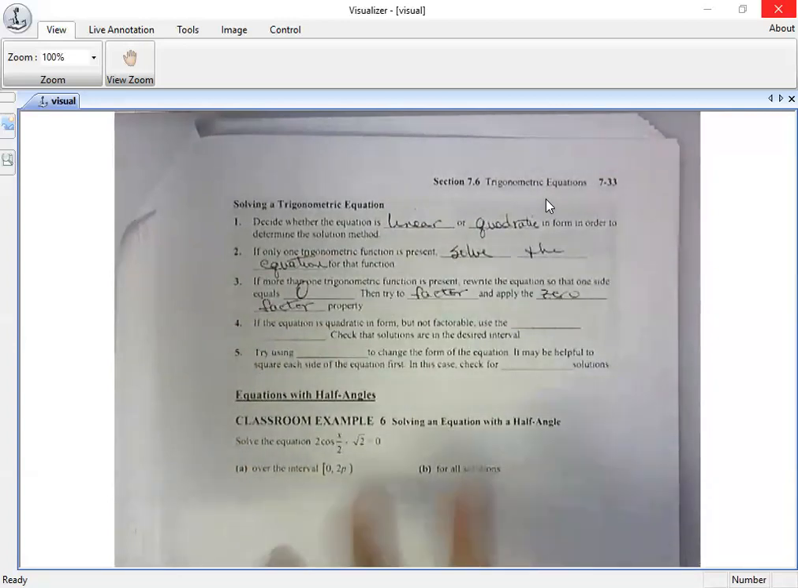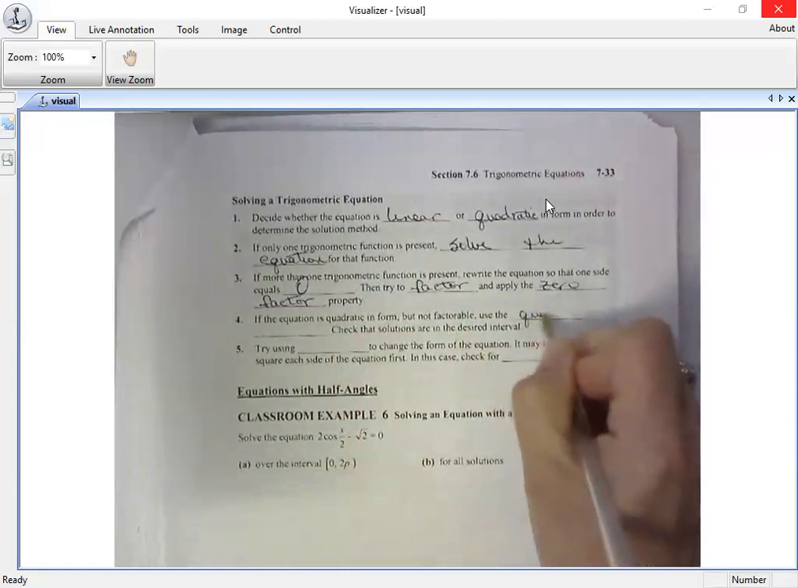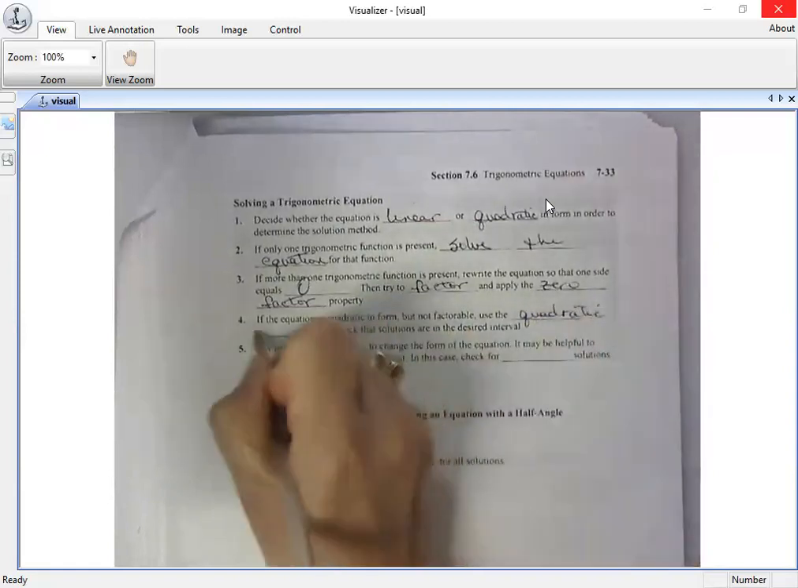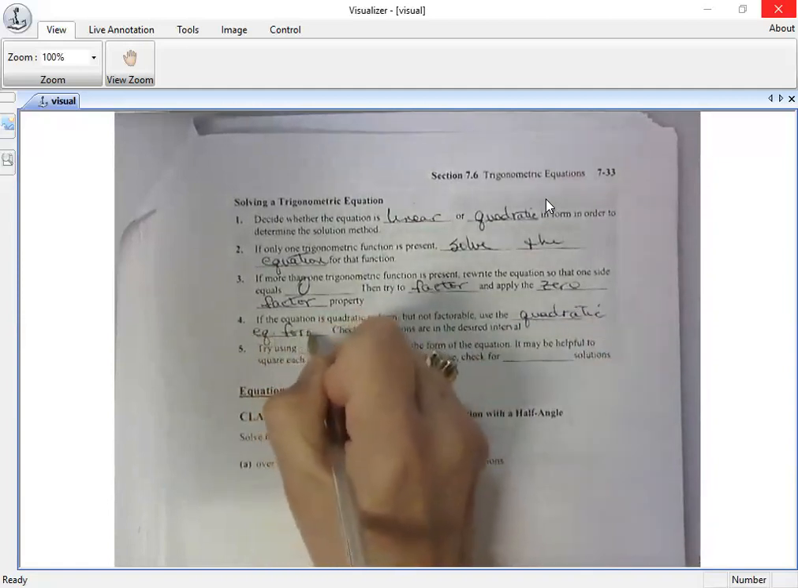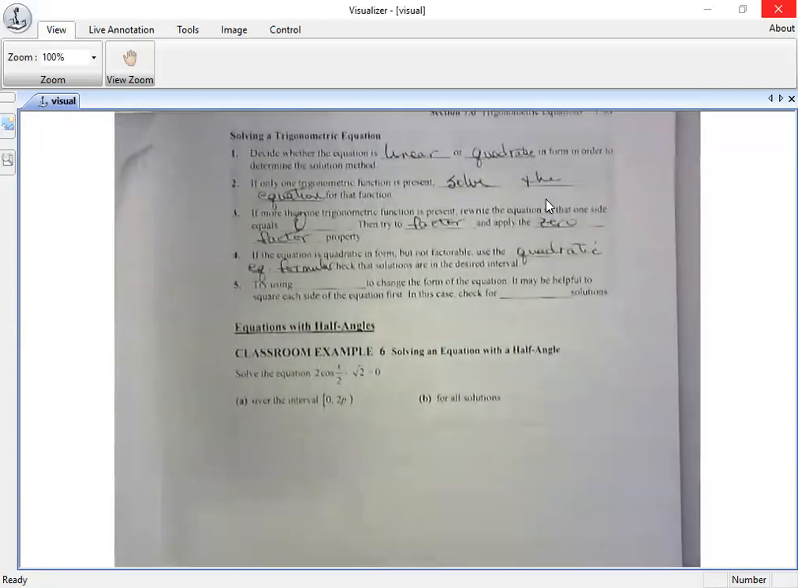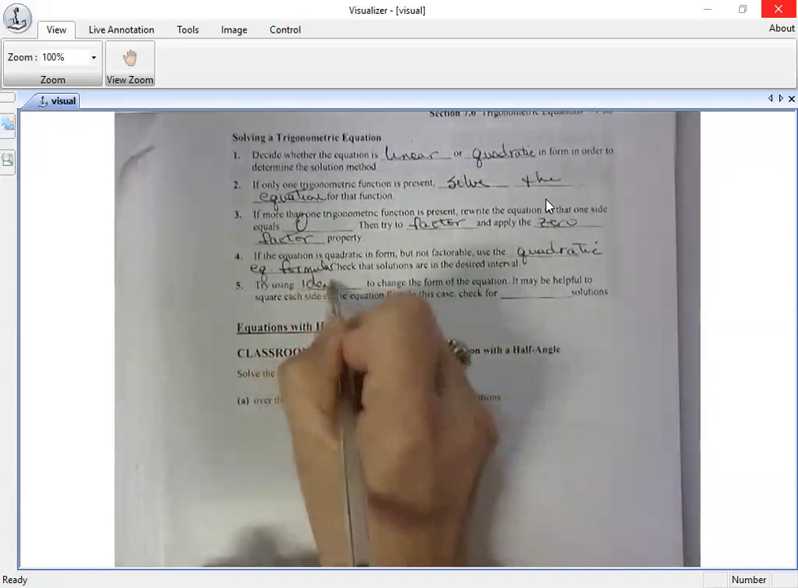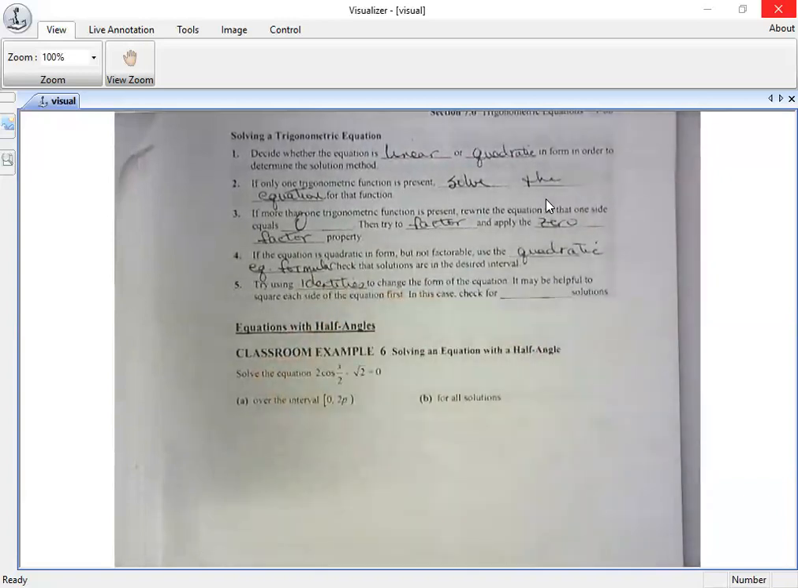Now, we're not going to do any of these on number 4, but it's going to state that if it's quadratic but not factorable, you would have to use the quadratic equation formula. And if you do that, you've got to check, because remember, you've got a plus or minus in there. So you'd have to check to see which of those solutions would be in the interval you're looking for. But we're not going to do one of those. And before you guys start the homework, I'll double check. If I've got any of those in there, I'm going to take them out. And then the last thing would be try using identities to change the form of the equation.